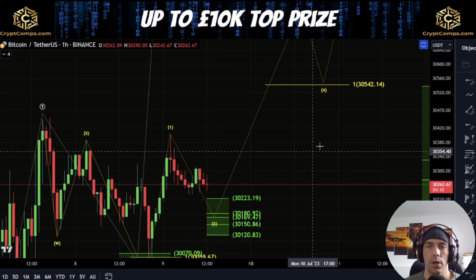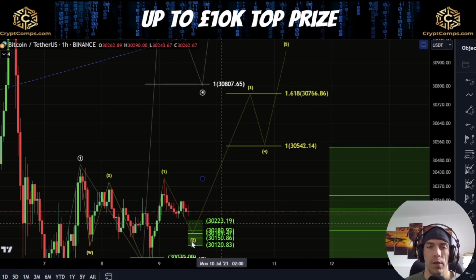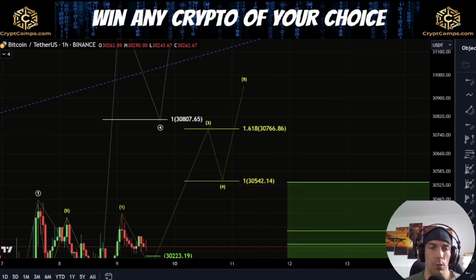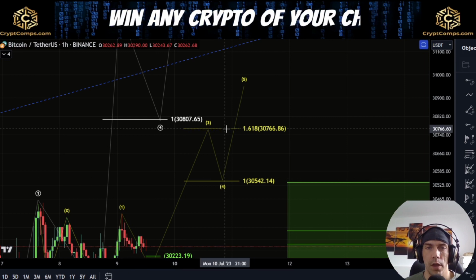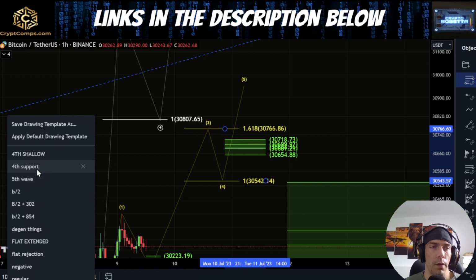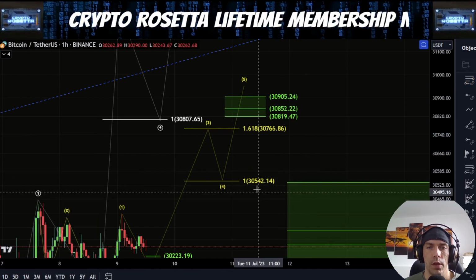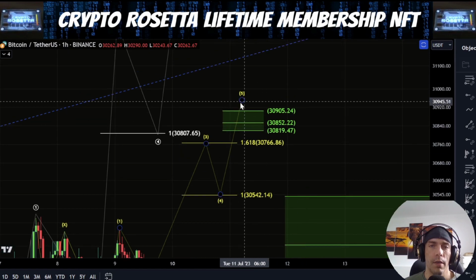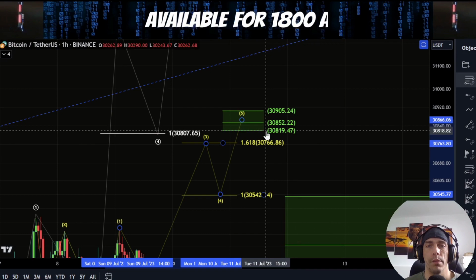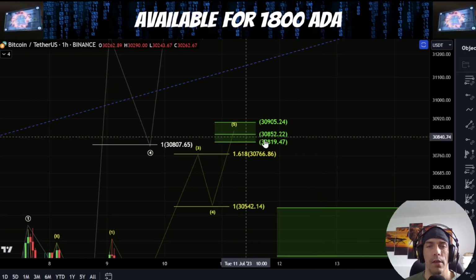If we do see price come down here one more time, potentially that could set up for that wave 2. Then we'd be looking for confirmation by actually getting a push up towards this 1618, which is sitting here at this 30,076, in which case then we'd be looking for a 4th wave roughly down towards this zone here of this 30,542, and then looking for a 5th wave to the upside, which would be this 30,905 to this 30,818 level.